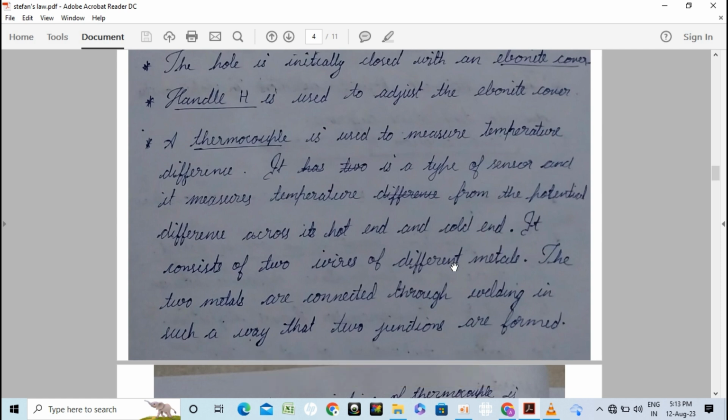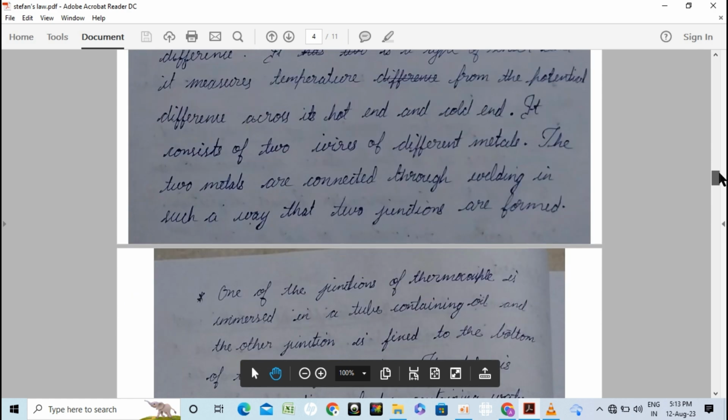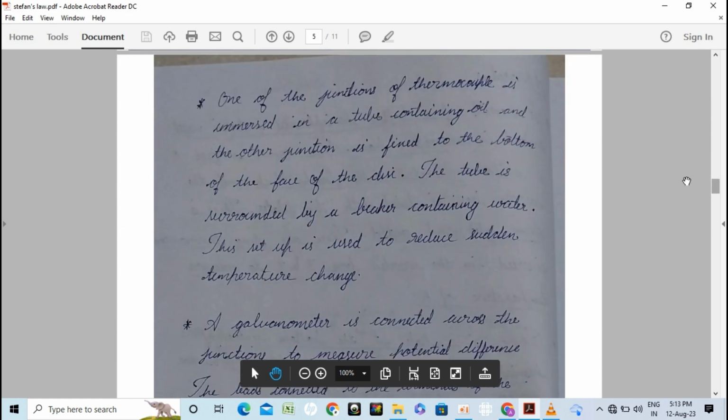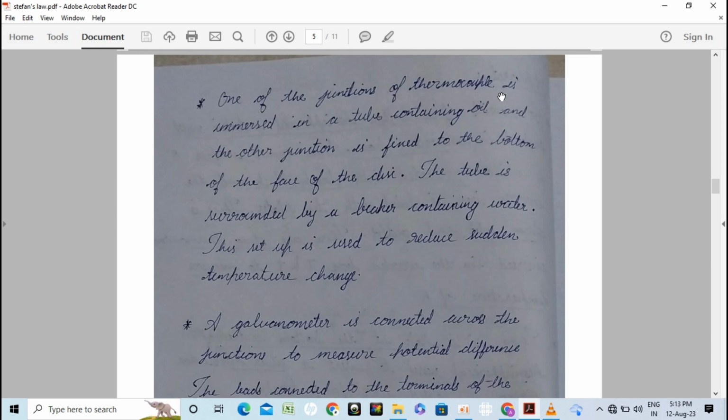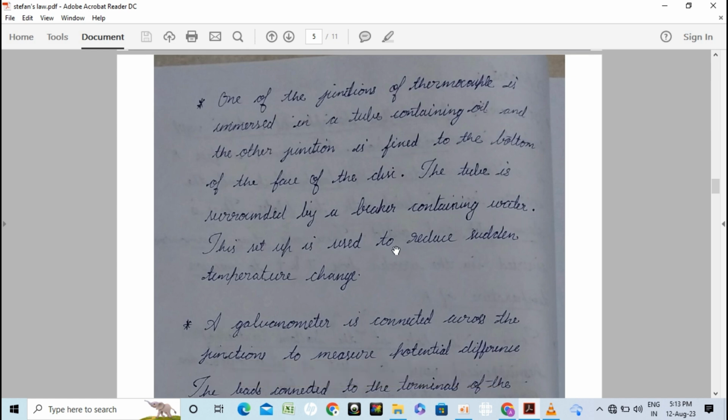It consists of two wires of different metals. The two metals are connected through welding in such a way that two junctions are formed. One of the junctions of the thermocouple is immersed in a tube containing oil and the other junction is fixed to the bottom face of the disc. The tube is surrounded by a beaker containing water. This setup is used to reduce sudden temperature change.